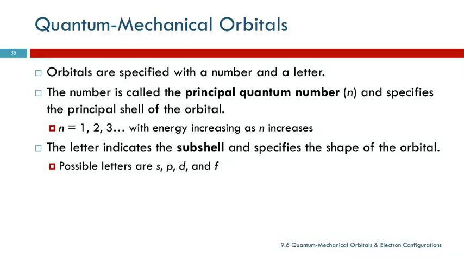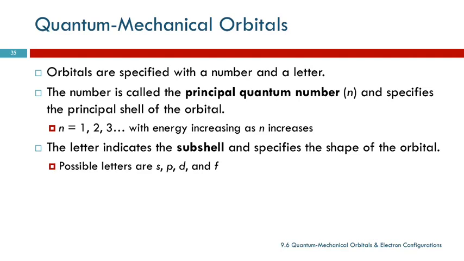So what are these orbitals like? The shapes of these orbitals come from very complex mathematical calculations. And there are 4 numbers, called quantum numbers, that specify the different shapes. We're going to talk mostly about just 2 of those. The principal quantum number specifies the principal shell of the orbital, the overall energy level.